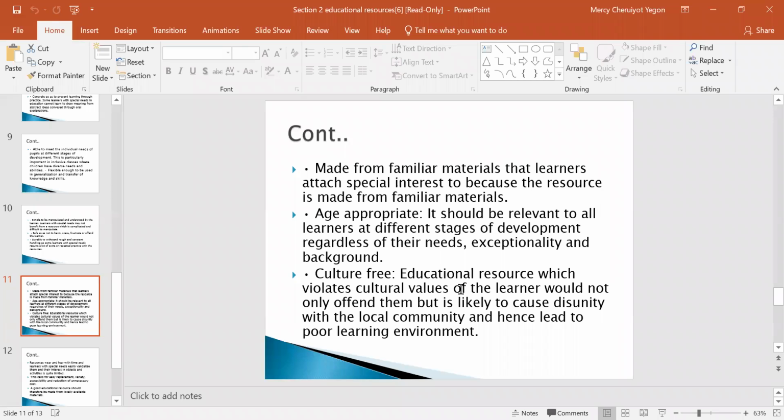Okay, it should also be culture-free. An educational resource which violates cultural values of the learner will not only offend them, but it is likely to cause disunity with the local community. Some resources should not be used. You look at the environment for that particular resource. Maybe that resource is not fit to be used by the girls, so the boys will always feel as though their rights are infringed on when the girls have used it. Or maybe you have used things that the community does not find should be used openly.